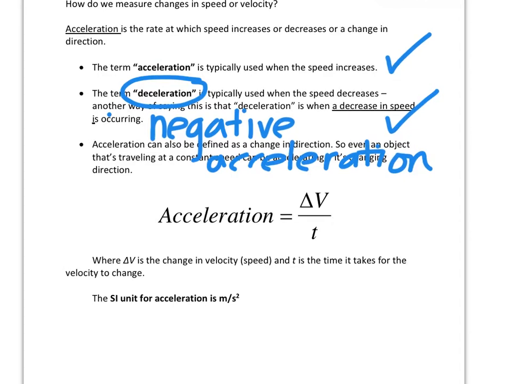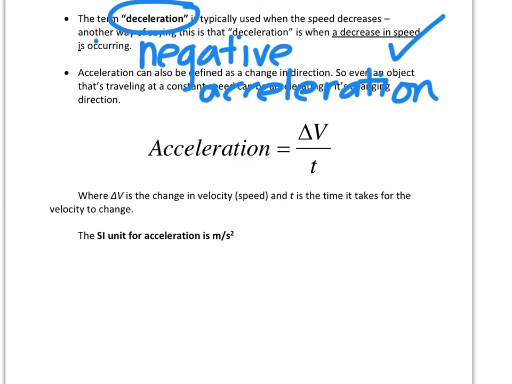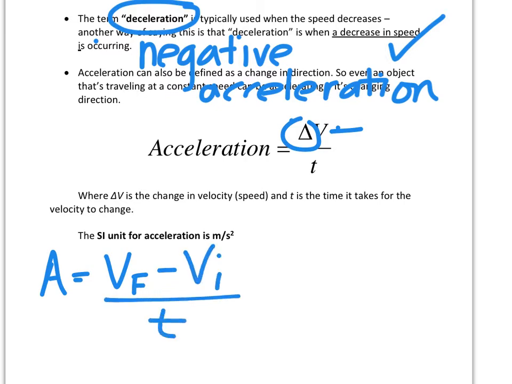Now, the formula for acceleration is a change in v over t. The delta means change in. The v means velocity or speed. So if I write it out here, it's final velocity or final speed minus the initial speed divided by the time. So this is basically telling us to compare the two speeds, the final speed and the initial speed that the vehicle or object started with, divided by the amount of time it took to go from that speed to the next, and that'll give you your acceleration.